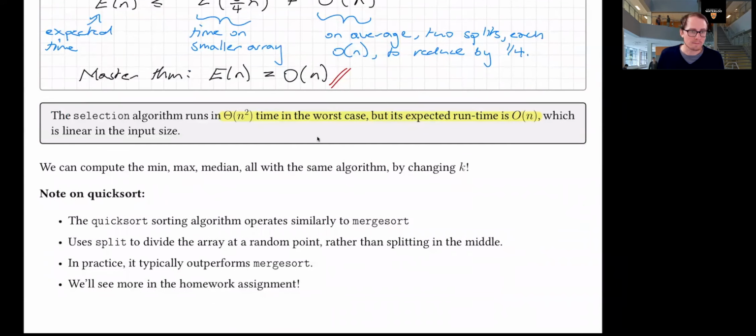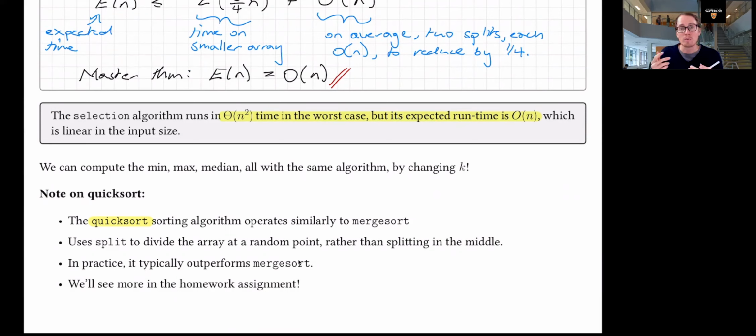In the homework, we talk about the quick sort algorithm, which actually operates similarly to merge sort, but kind of using the ideas from median. So it uses split, the one that we just talked about, to divide the array at a random point rather than splitting in the middle like merge sort does. In practice, it typically outperforms merge sort.